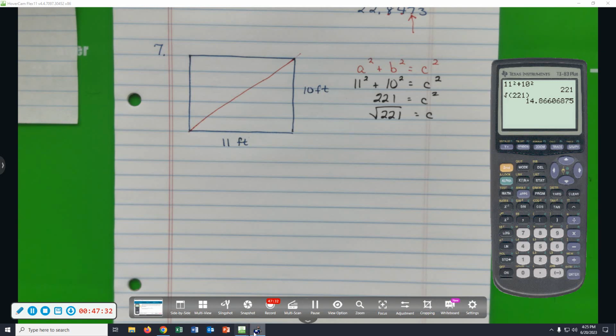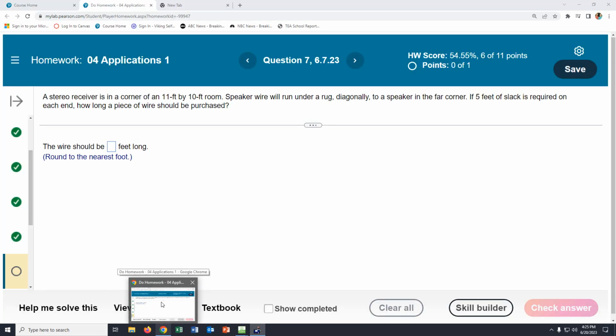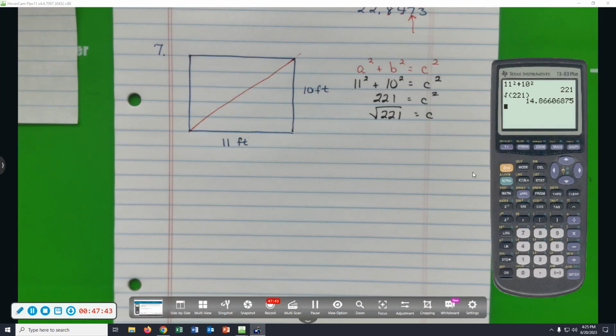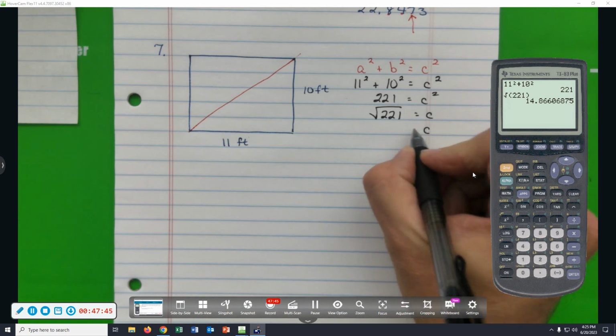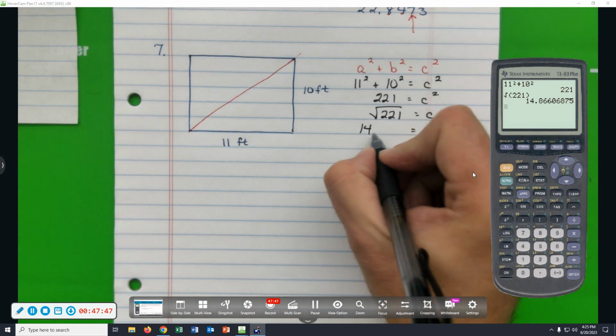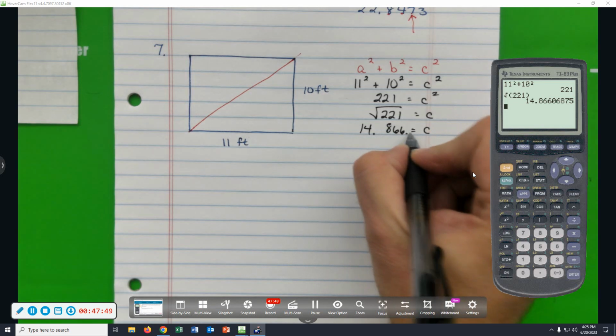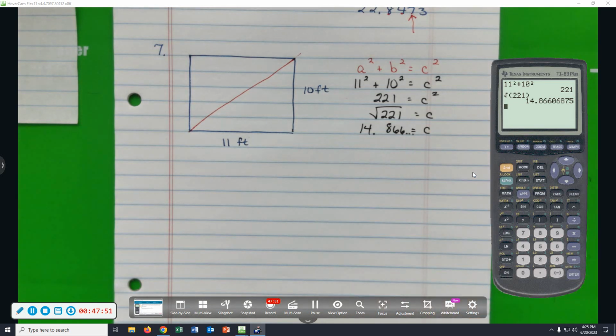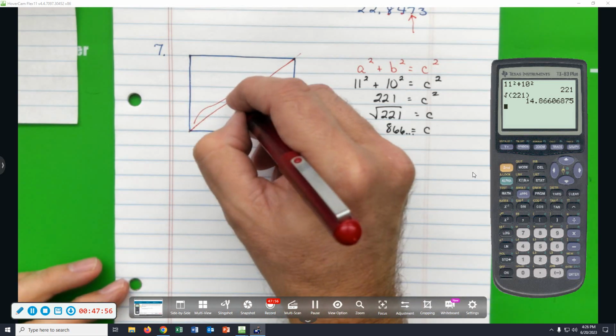14.8666. Let's see, how are we told to round this? To the nearest foot. Okay? So c is 14.866... Well, we'll round that to 15 feet.